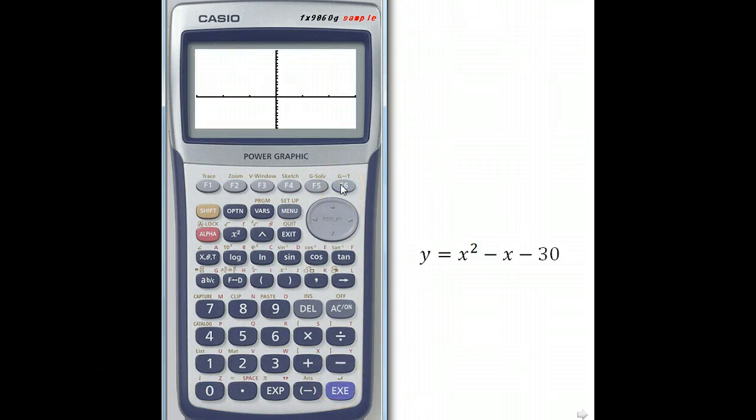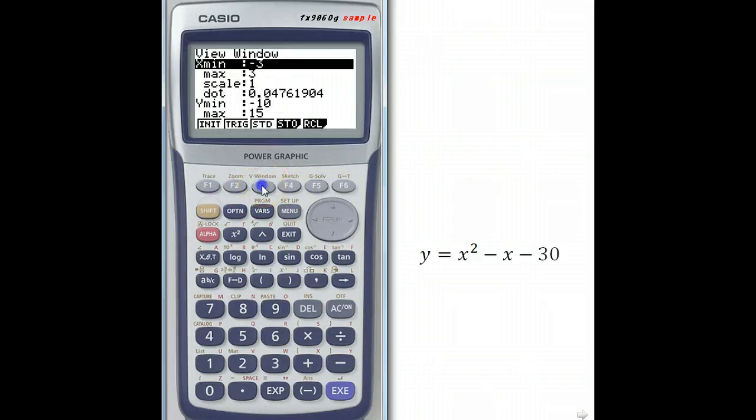And you notice I don't see anything. Does that mean I've made a mistake? Well, maybe I've made a mistake when I put it in, but more than likely my viewing window is not set to the right scale for the function, and that's why I can't see the function. So here above the F3 key is V-Window, so Shift V-Window, and it allows me to change the parameters of the window that I'm viewing.